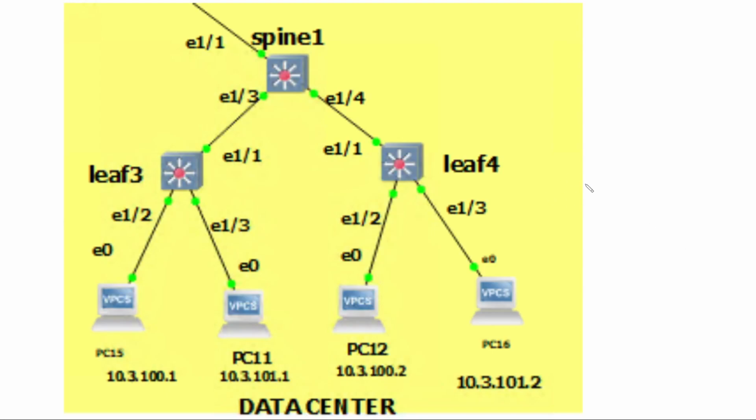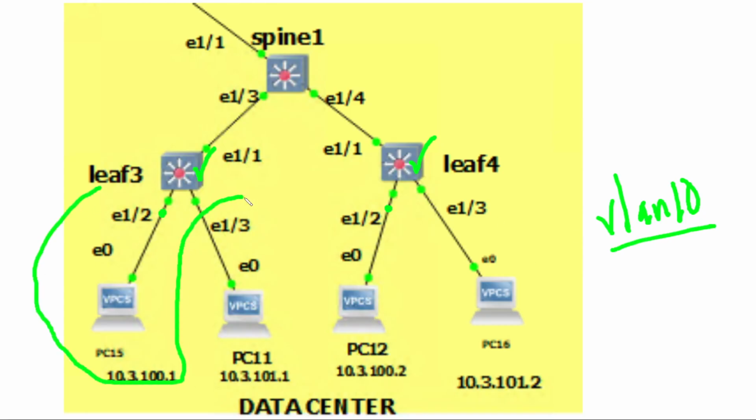Okay, let's do a little VXLAN lab. First of all, we are going to create a normal, regular, traditional VLAN. In this case, we are going to create VLAN 10 here, VLAN 10 here. We are going to configure this port and this port as access ports for VLAN 10 in such a way that these two devices should belong to the same broadcast domain.